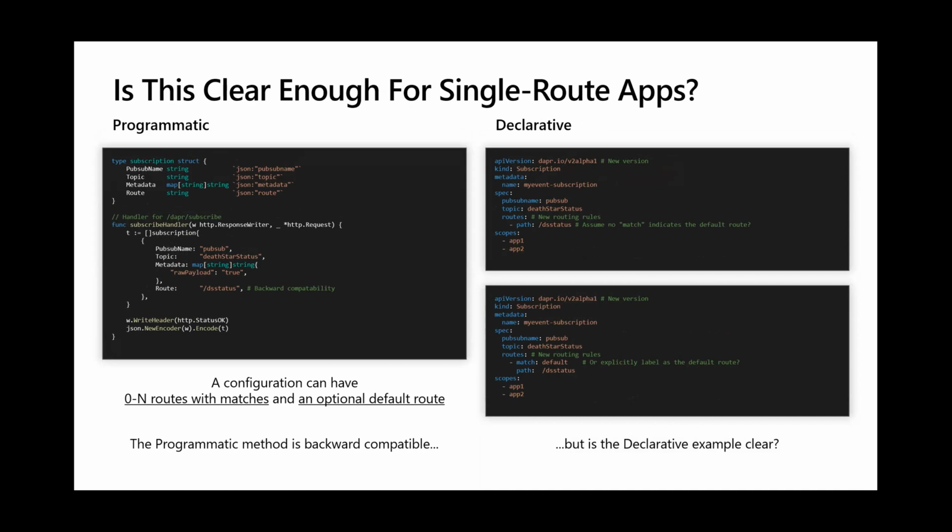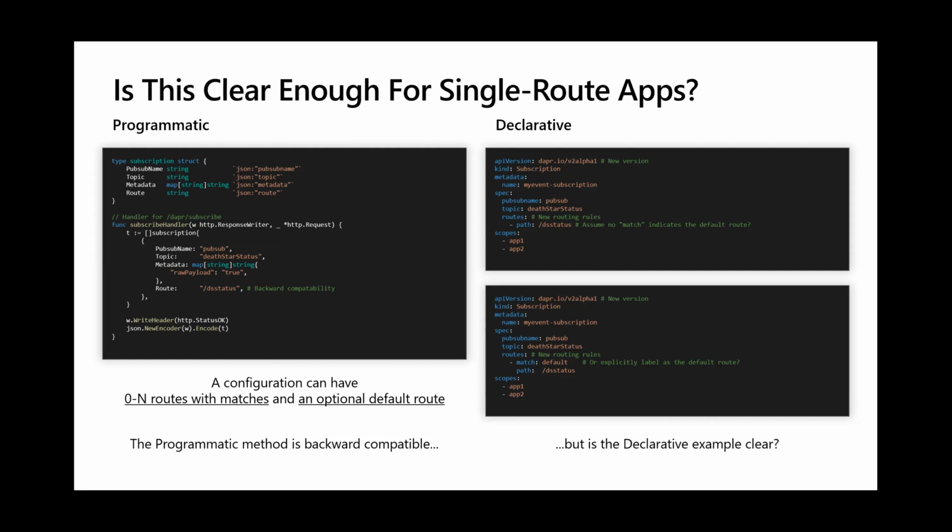And so how do we still keep this very clear and simple for apps that only need single routes? I think for the programmatic side, that's really simple. I think we just keep it as is and keep it backward compatible. And for the declarative side, it gets a little trickier because we are changing the YAML structure. The route field is now gone in favor of the plural routes.